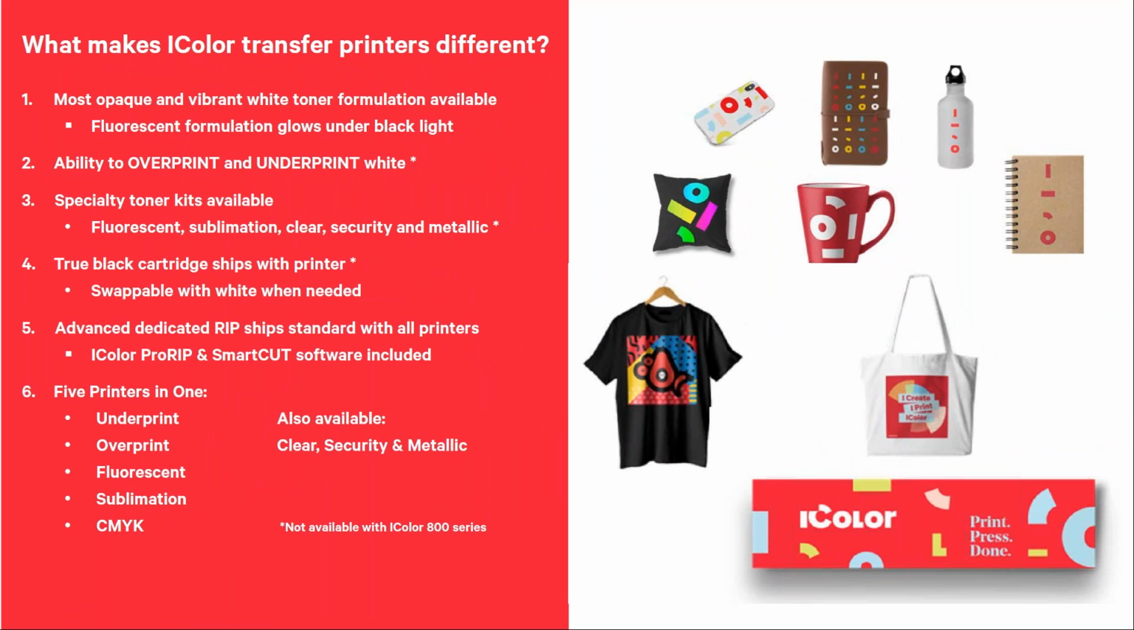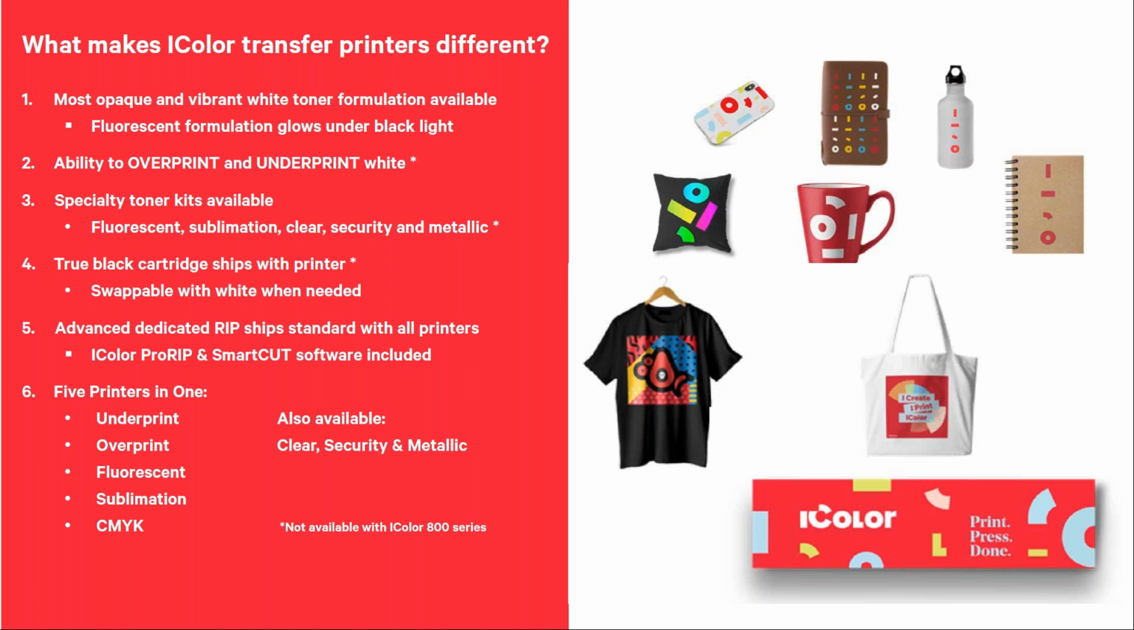Okay, so we're going to get into a little bit more what your question was before. What makes iColor printers different than some of the other white toner printers out there is we have the most opaque and vibrant white toner formulation available. It is fluorescent, although you won't really use that unless you have a black light, and that gets into some of our other kits as well. But our white toner is a Uninet unique formulation that is vibrant and opaque. The ability to print overprint and underprint in the same machine.